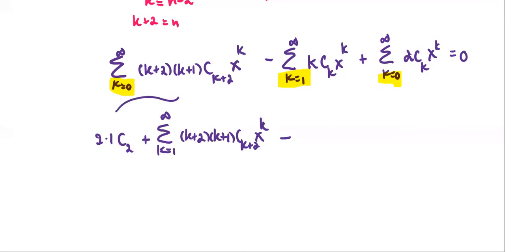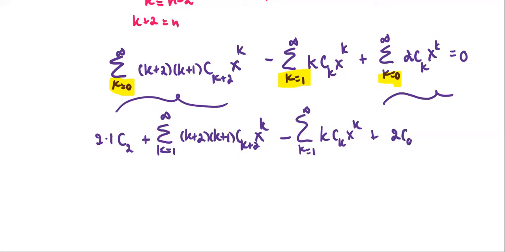minus the summation, k starting from 1 to infinity, of k ck x to the power k, plus for the last term, we do the same as with the first summation, taking the k equals 0 term out as 2 times c0, plus the summation of 2ck x to the power k, k equals 1 to infinity.